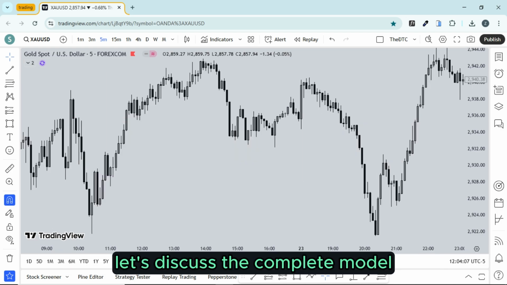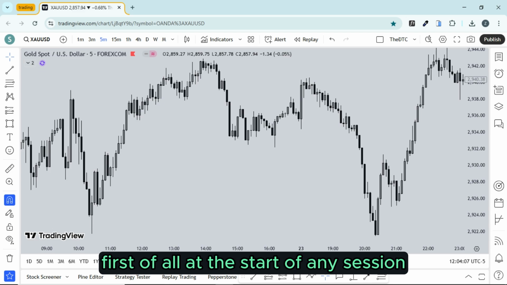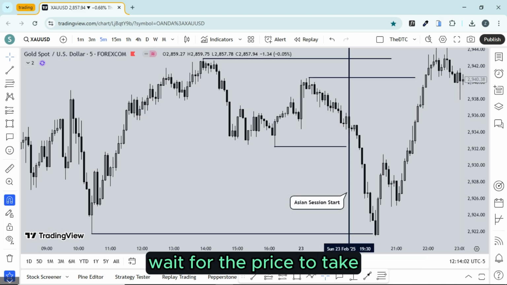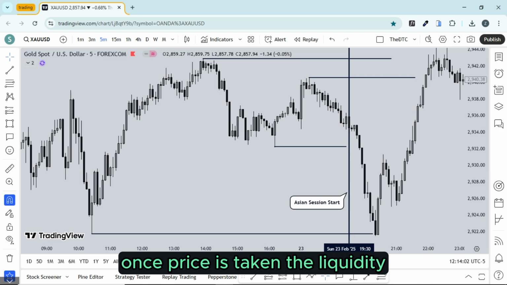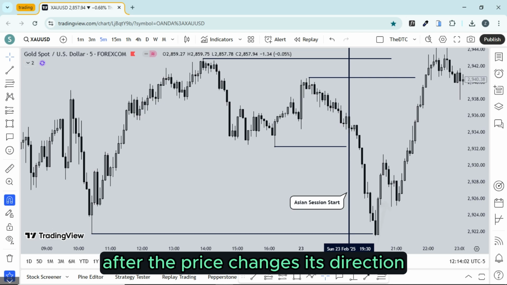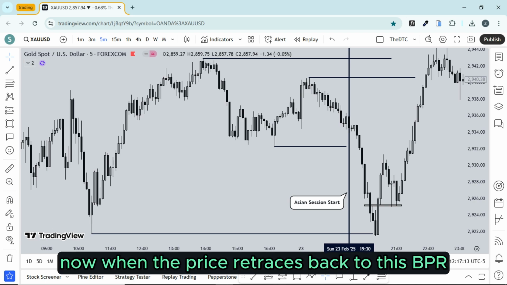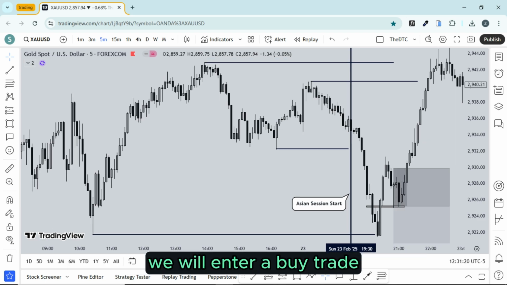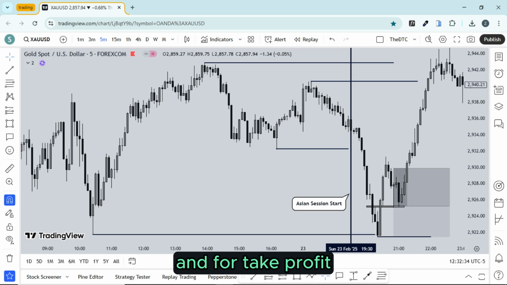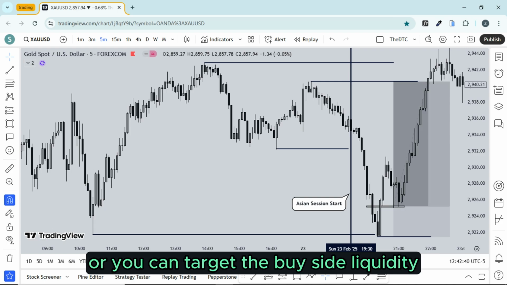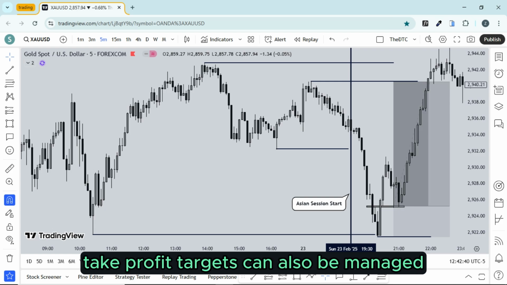Let's discuss the complete model. First of all, at the start of any session, mark the buy and sell side liquidity. Next, wait for the price to take either side of the liquidity. Once price has taken the liquidity, after the price changes its direction, look if price has formed a BPR. Now, when the price retraces back to this BPR, we will enter a buy trade. For stop loss, use the low of this most recent move. And for take profit, you can stick to a 1-to-2 risk to reward ratio, or you can target the buy side liquidity. Take profit targets can also be managed depending upon the market.